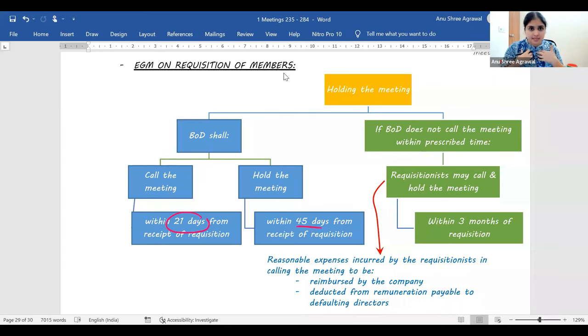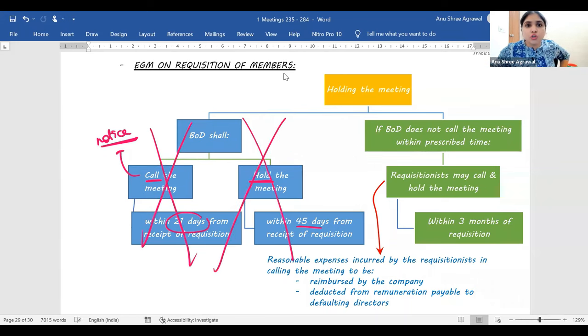That is, once the shareholders request the board, please call a meeting for us. From the date of requisition, within 21 days, the board should send the notice and ask for the meeting to be conducted. And from the date of requisition, within 45 days, they must actually hold the meeting. Did you understand calling and holding? What's the difference? Calling the meeting means they must give the notice within 21 days and they must actually hold the meeting within 45 days.